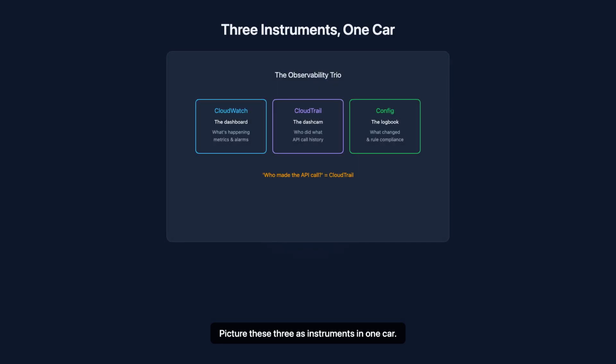Picture these three as instruments in one car. CloudWatch is the dashboard, speed, temperature, what's happening right now, the metrics and alarms. CloudTrail is the dashcam. It records who drove and what they did, the full API call history. And Config is the service logbook, what was changed, and whether it still meets spec. So when a question asks who made the API call, that's the dashcam, every time.